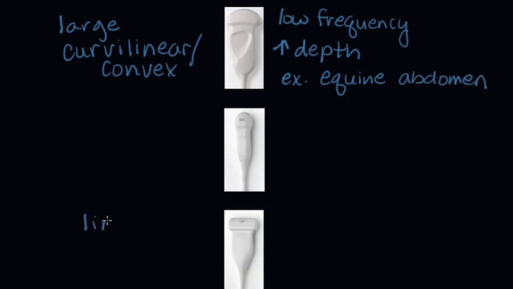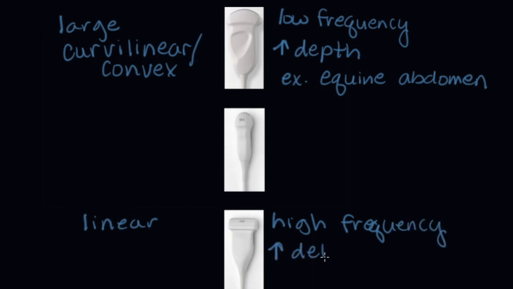On the other end of the spectrum is the linear transducer. This has the highest frequency and is good for situations that don't require depth, where we want better detail in our image, such as the distal limb or tendons.